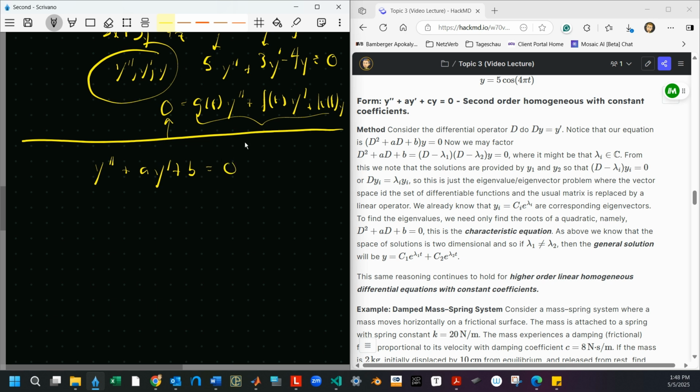Equals 0, right? So again, that's the homogeneous part. These are both elements of R, right? So that's the constant coefficient part. Those are the coefficients. Whoops, and I need a Y there, right? So this is a linear combination of Y double prime, Y prime, and Y, right? Second order because that's a second derivative.